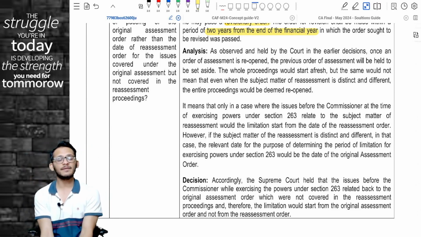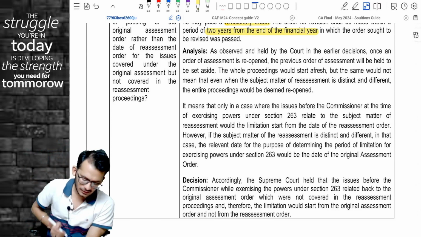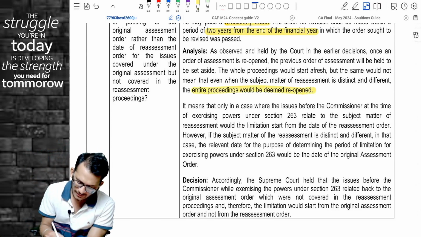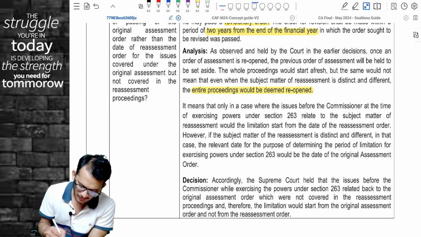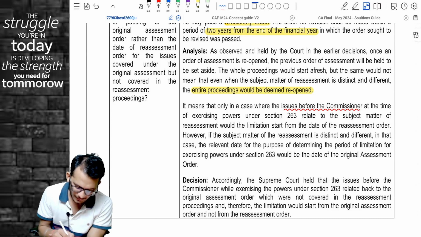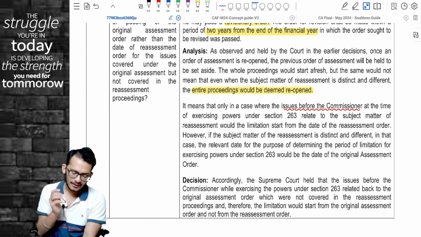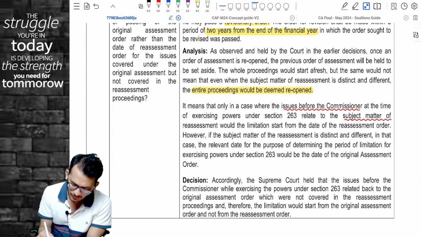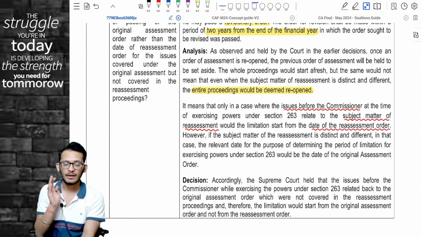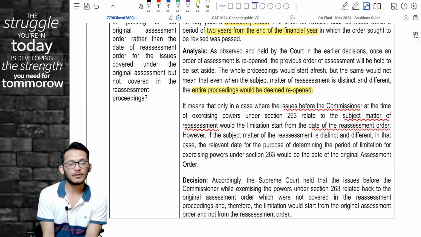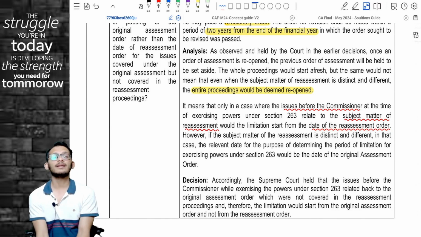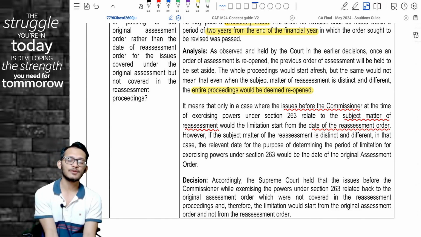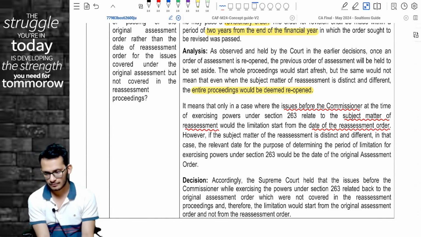So they're coming and saying, even though a fresh proceedings are starting, it does not mean that the entire proceedings would be treated as reopened. It means that only in case where the issues before the Commissioner of Appeals at the time of exercising powers under section 263 relate to a subject matter of reassessment would the limitation start from the date of reassessment. So here the Supreme Court came and clarified that if you want to launch a reassessment, the due date will only start from the date of reassessment order in case the issues under consideration are of reassessment order.